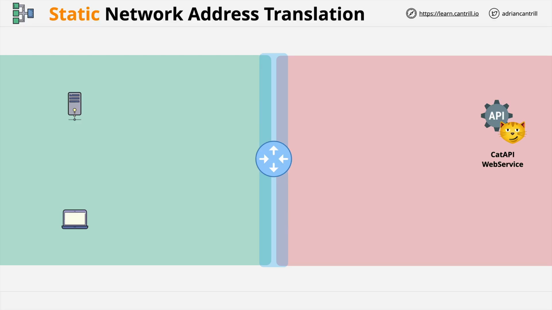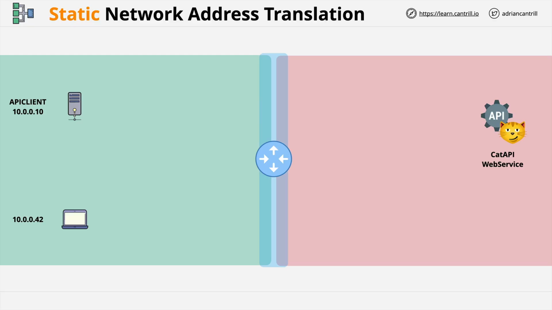So the devices on the left, they are private, and this means they have addresses in the IP version 4 private address space. In this case, 10.0.0.10 for the server toward the top and 10.0.0.42 for the laptop toward the bottom. Now this means that for these two devices, packets that they generate cannot be routed over the public internet because they only have private addressing.